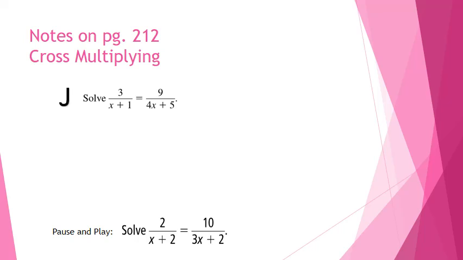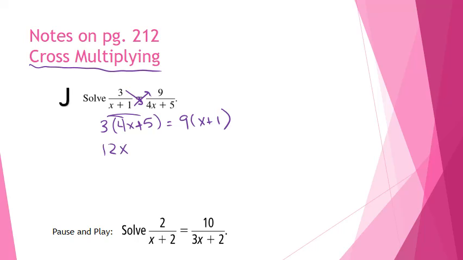All right, so what happens here is I have two fractions set equal to each other. So just like we've always done in math, in that case, we can just cross multiply. So what we're going to do is cross multiply here. So we have 3 times 4x plus 5, and then we're going to set that equal to 9 times x plus 1, and we're just going to simply solve that like algebra 1 rules.